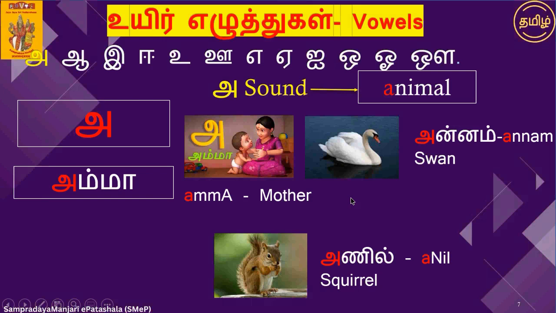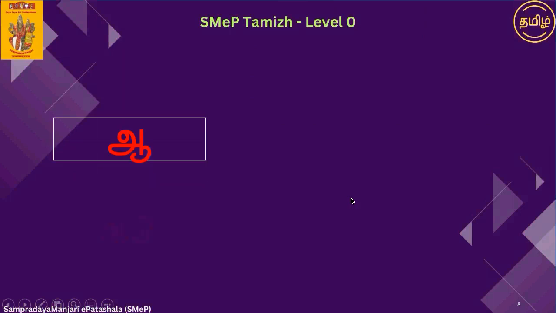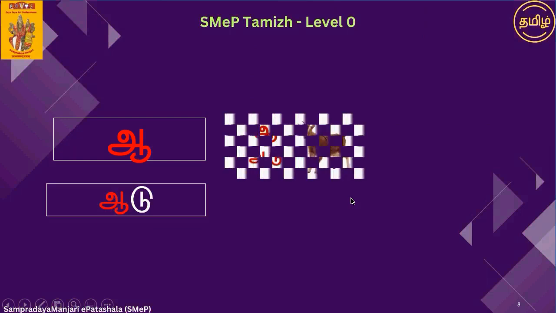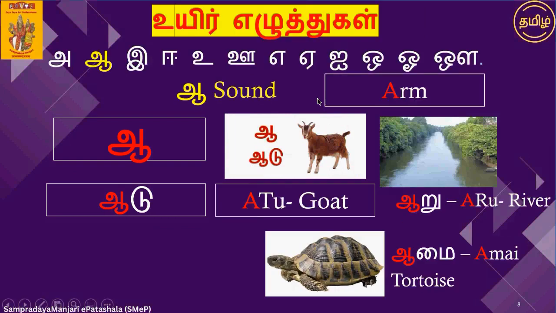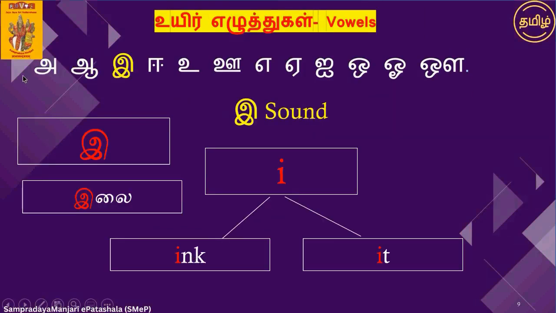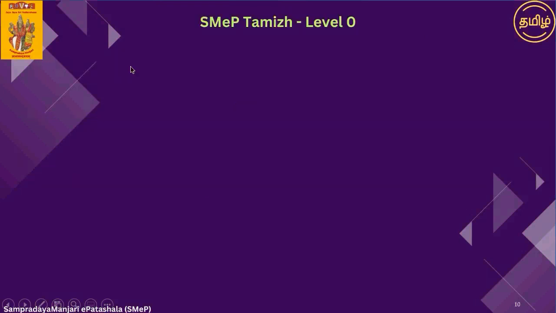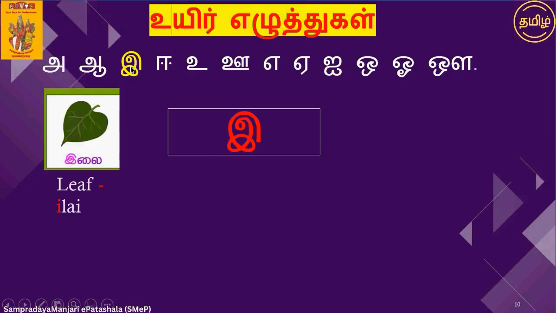So, the sound in arm. Okay? Arm. E is like ink. Ink. So that E. A-E. Kuril. Okay?